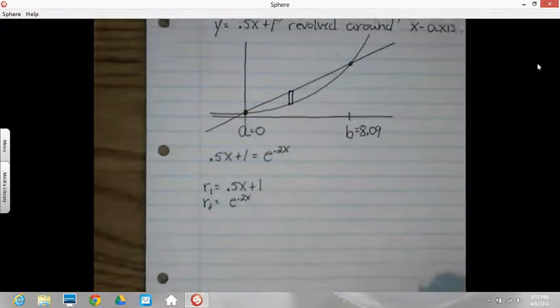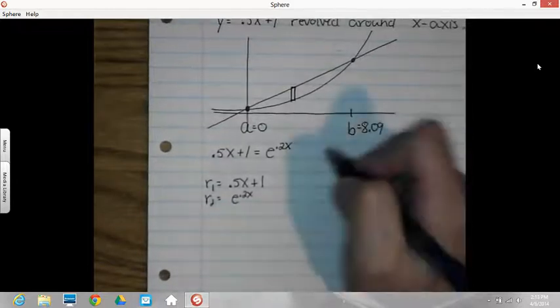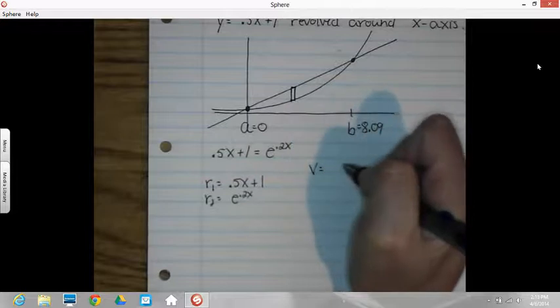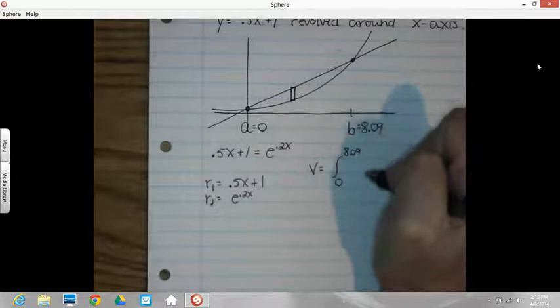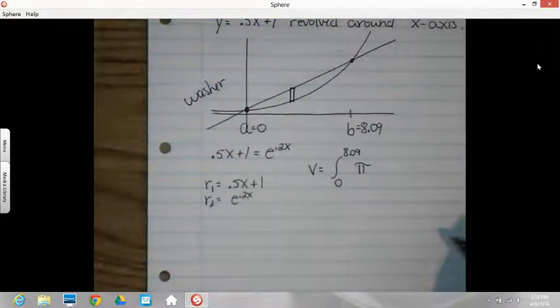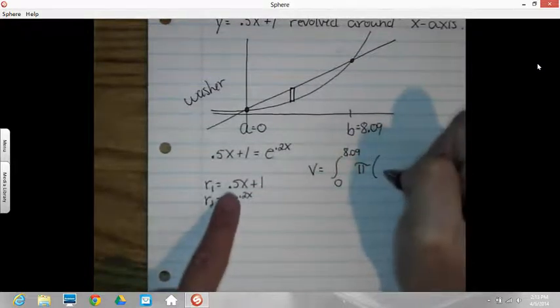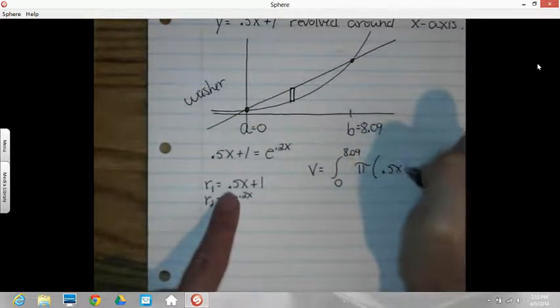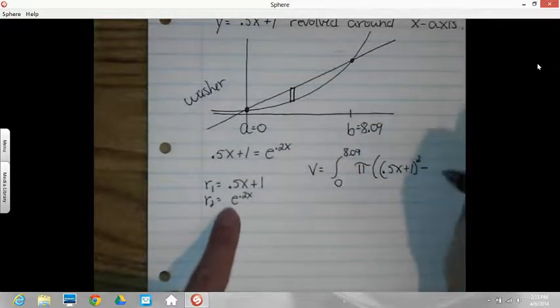So the volume is equal to the integral from 0 to 8.09. This is a washer. So the washer formula is pi times R1 squared. So that is 0.5x plus 1, minus R2 squared. That's e to the 0.2x squared. And then my height is dx. The height is the width of my rectangle.